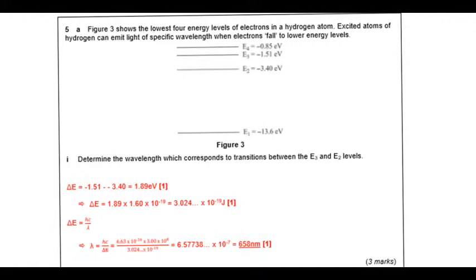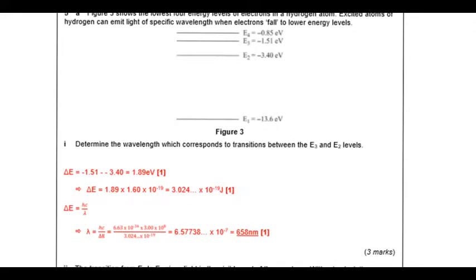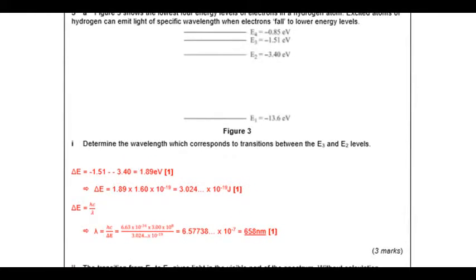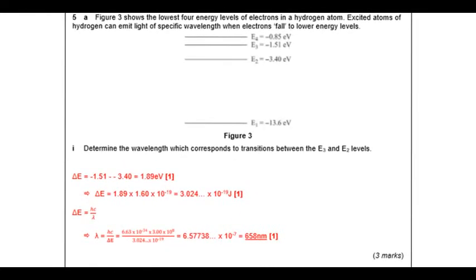Okay, so the next question is looking at an energy level diagram of the hydrogen atom. We're looking at the quantum model of the atom here, and we've got some different energies. We know what the energies are at ground state and the excited state as well. It wants us to determine the wavelength that we'd get from an electron transitioning from E3 to E2.